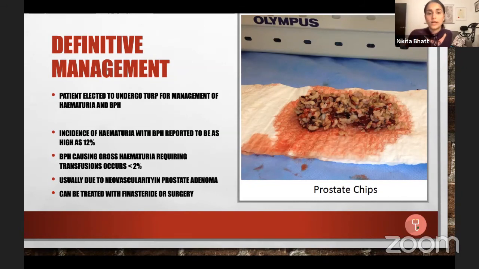And at all times, good medical management. So check their hemoglobin every day, clotting profile, antibiotics if they've got an infection.